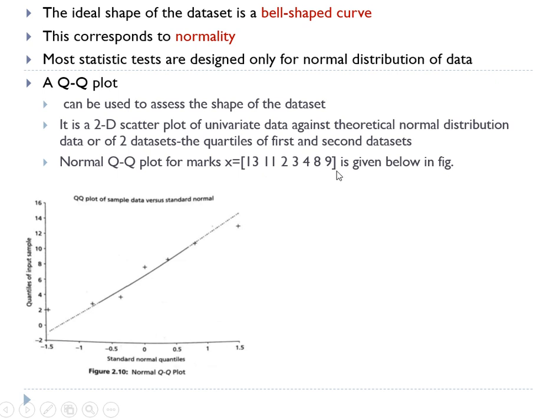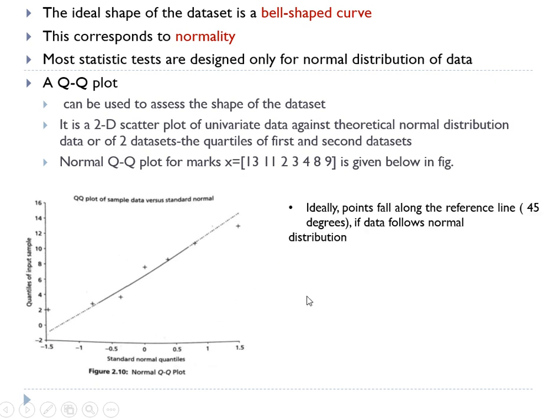Suppose these are the marks we have got: 13, 11, 2, 3, 4, 8, 9. These are the marks, and this is plotted here. So this is mark 2, this is 3, this is 8, this is 9, this is 11, which is plotted. So this is a scatter plot. These spots are plotted depending upon the marks.